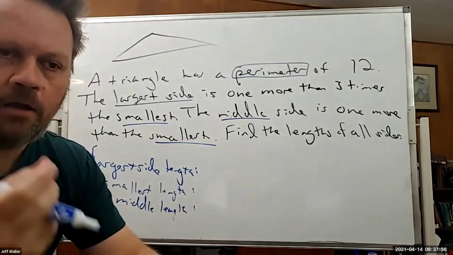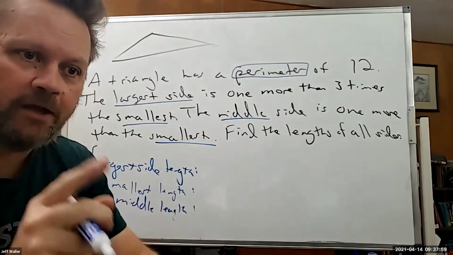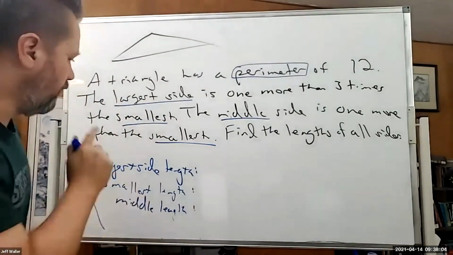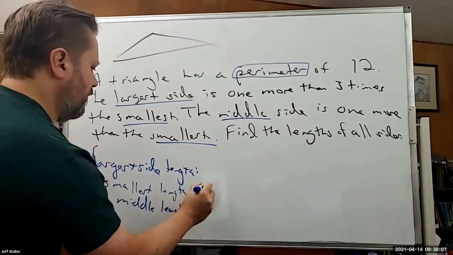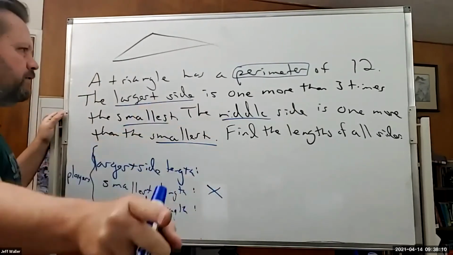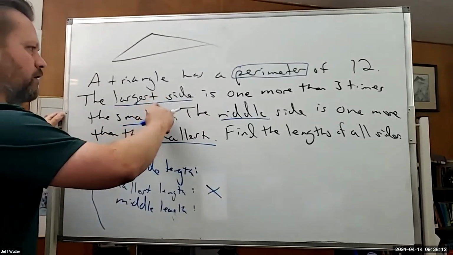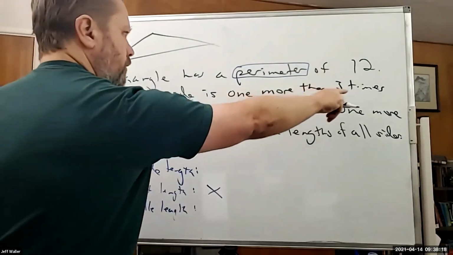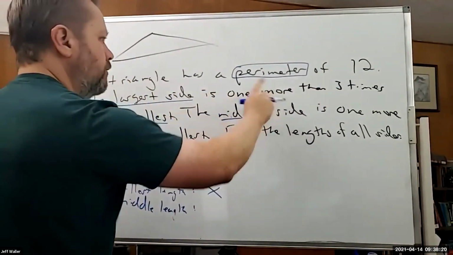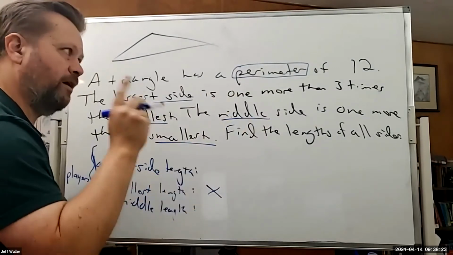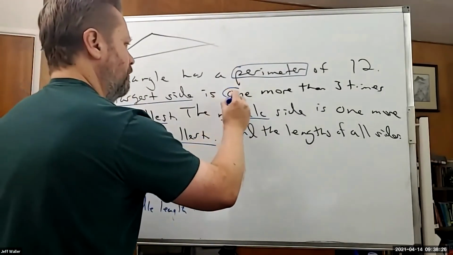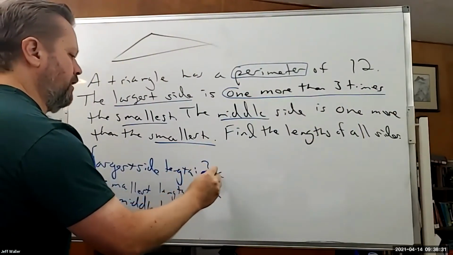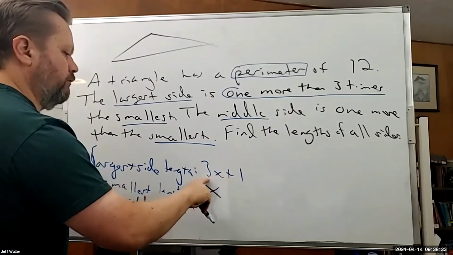What am I going to call x? You say to yourself, what does everything else depend on? What do I need to know first? So if I call the smallest side x, what can I call the largest side? How does it relate to that? 3x, that's part of it. 3x plus 1. Good. 1 more than 3 times the smallest.